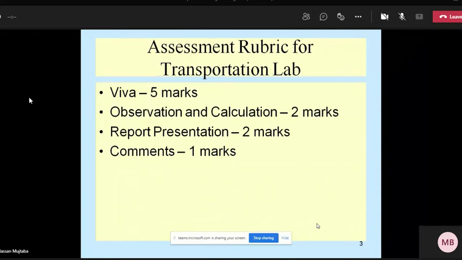In all we are having 11 or 12 experiments plus 1 mixed design. So when you come to the lab, you are going to perform the experiments, and afterwards each experiment is graded based on this rubric.